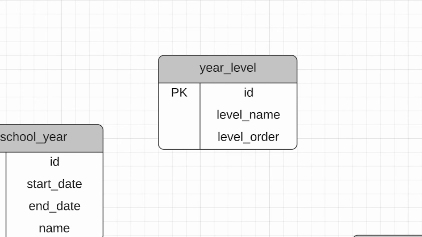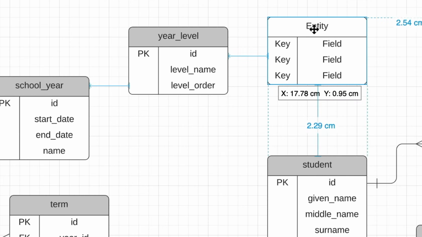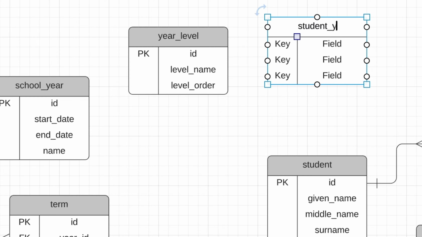How do we capture the relationship between students and levels? We know that students are in one level at a time, but they can be in more than one level during their time at the school. So we'll need to add a joining table, as this is a many-to-many relationship. We'll call it student year level. We add in the student ID and the level ID as foreign keys.